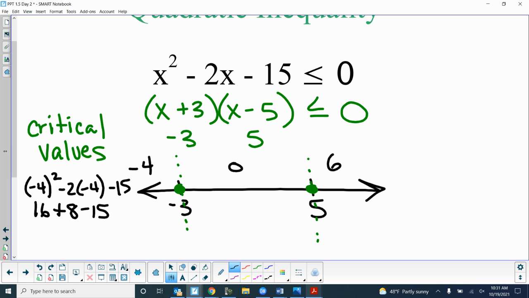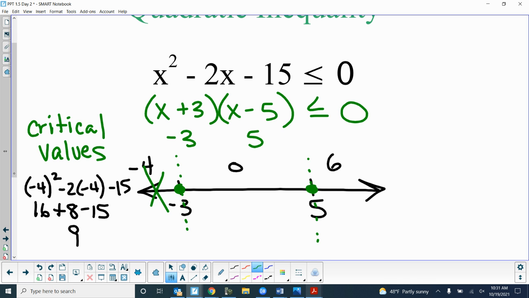And 16 plus 8 is 24, minus 15 is 9. All right, is 9 less than or equal to 0? No. So I would not draw an arrow towards that way because that didn't work.